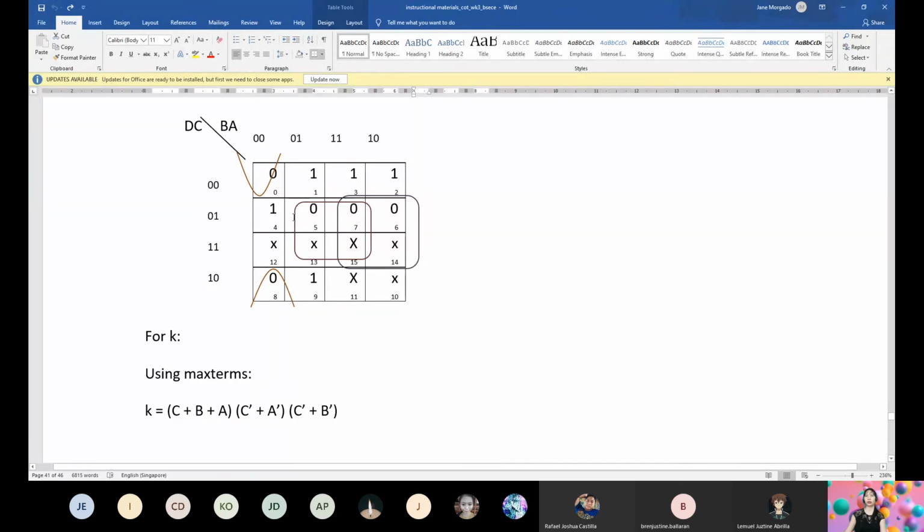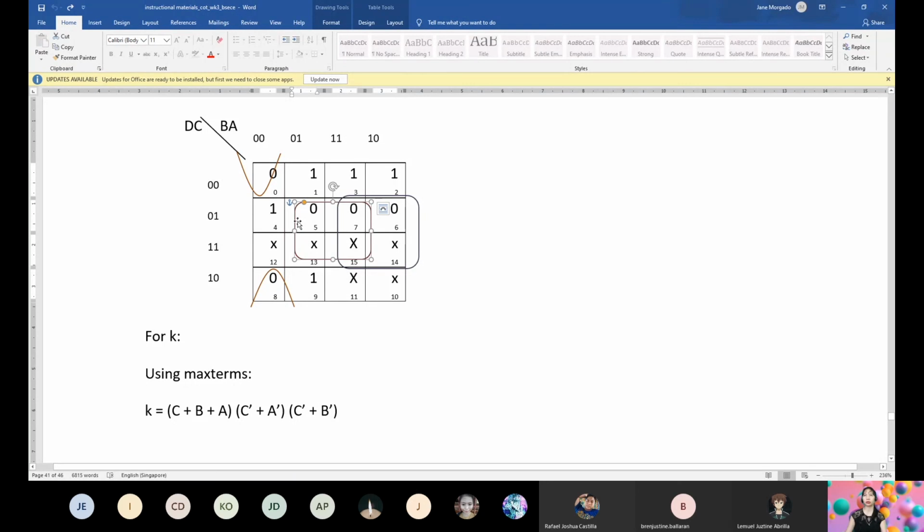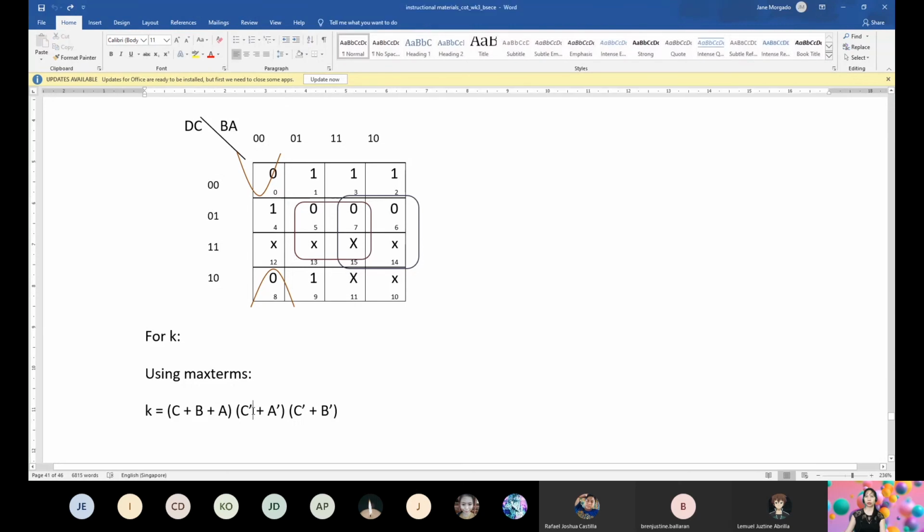So we have for this, for the DC plane, D is 0, 1, cancelled, C is 1, 1, so C is 1, so that would become C prime. For the BA plane, B is 0, 1, cancelled, A is 1, 1, so A is 1, so A prime. So for this purple loop, it's C prime plus A prime. This is the term.